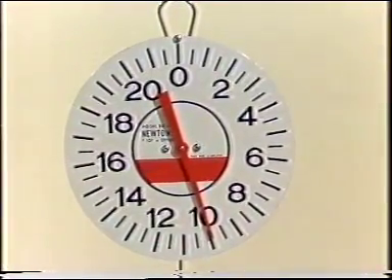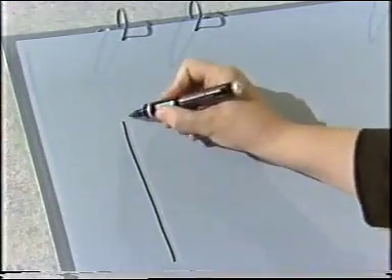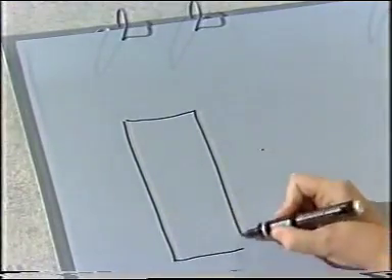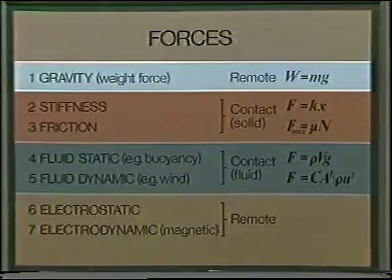What will happen to the balance reading when I immerse the load in water? To predict the spring balance reading, I need to use a free body diagram of the block. I begin by drawing a profile of the block. That's simple enough. Next, I need to consider the various possible forces on the block. Let's check John's list. There's certainly a significant weight force. This acts downwards, of course.